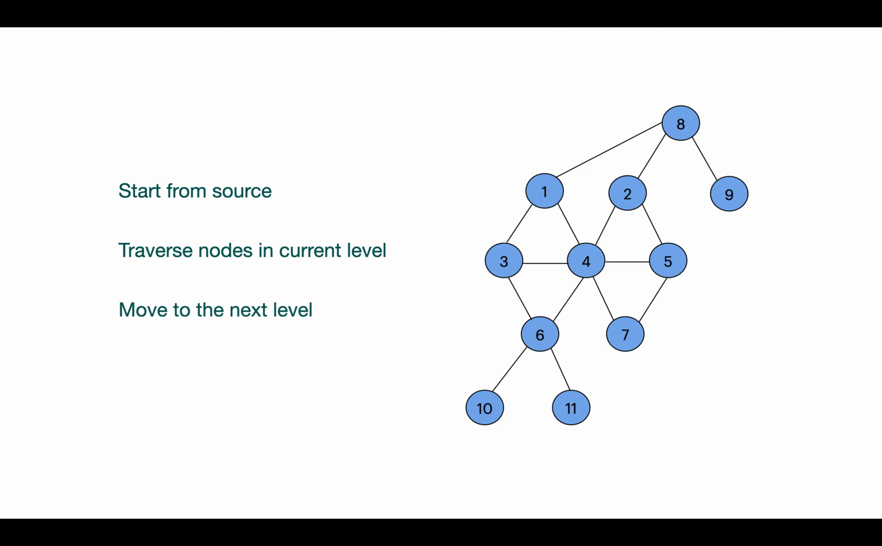Like here, the source vertex is 8. We start from 8 and then we move to the next level to traverse 1, 2, and 9. And then to the next level, which is having 3, 4, 5, then 6, 7, and then finally 10 and 11. So that's basically level order traversal. So BFS is also called level order traversal.